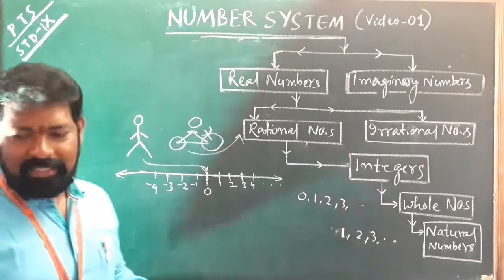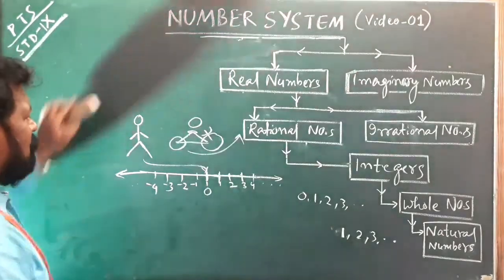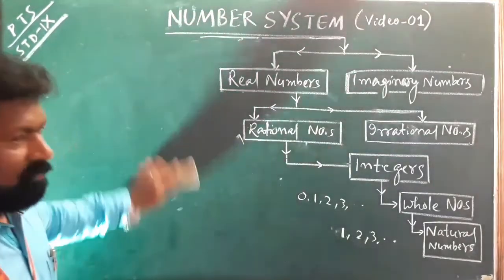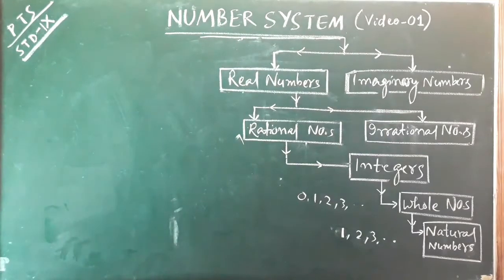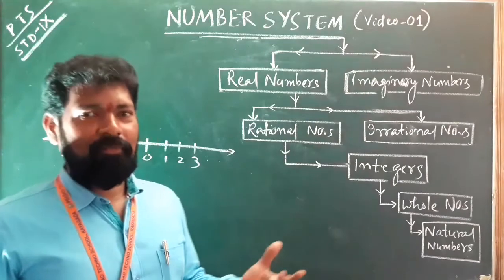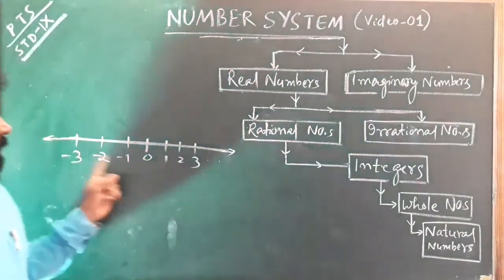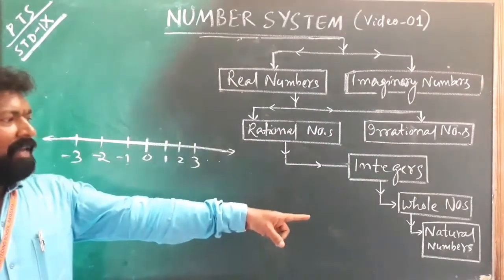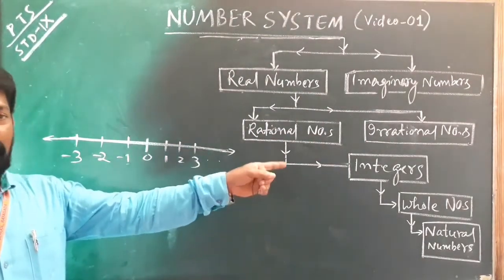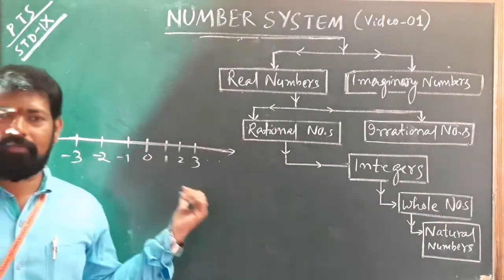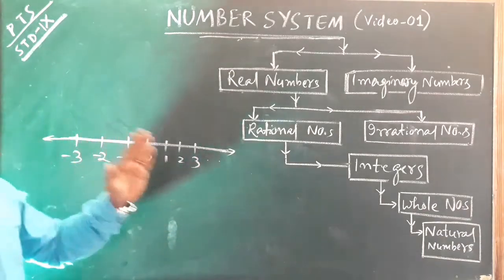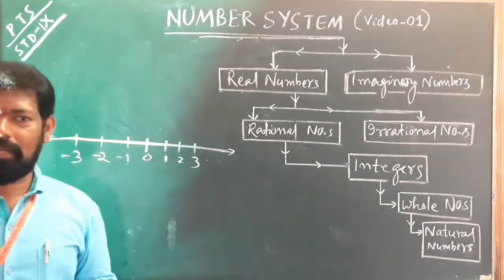Now let's come to irrational numbers. We will focus today more on what rational numbers are. Actually, on this number line, you have natural numbers, whole numbers, integers, and of course rational numbers too. But our present topic today is to focus on the rational numbers.